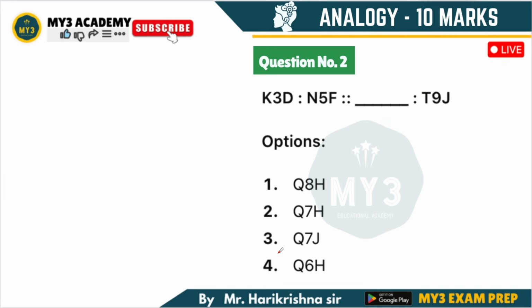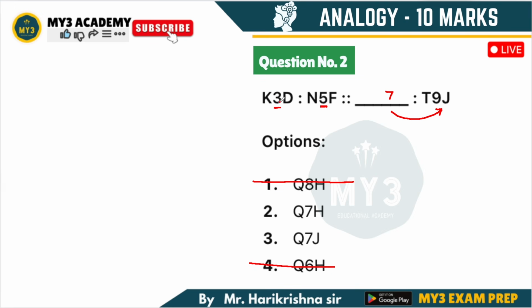The second question is given with letters and numbers both involved. If you observe, the number 3 becomes 5, so there is an increase of 2. Then something increased by 2 becomes 9. What should this be? This must be 7. So you can eliminate these two options.